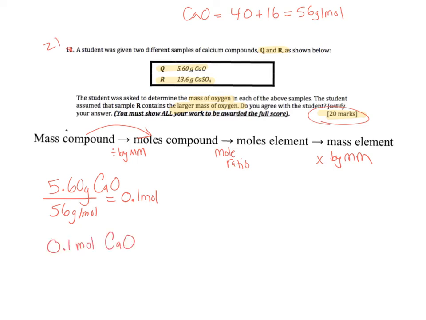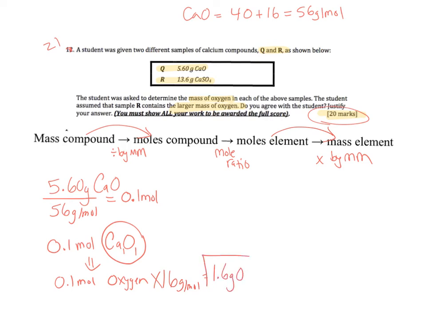We want to know how much oxygen we have. Now, because this is a 1-to-1 ratio, if we have 0.1 mole CaO, it means that we have 0.1 mole oxygen. Because it's a 1-to-1 ratio inside the formula, then however much we have CaO, we have same oxygen. So 0.1 mole oxygen. Now we need to change mole element to mass element. So we will multiply by the molar mass. The molar mass of oxygen is 16. So 0.1 times 16 is 1.6 grams oxygen. All right, so now you know the oxygen in CaO.